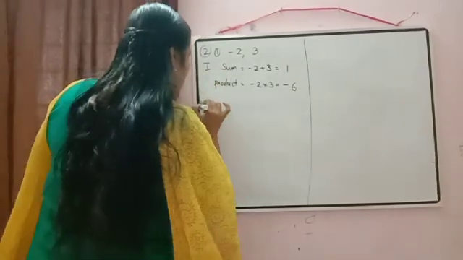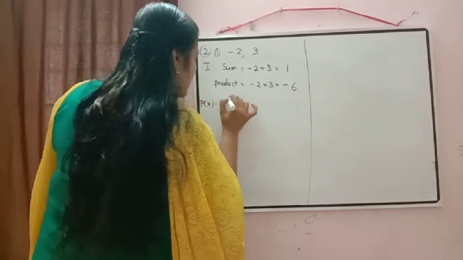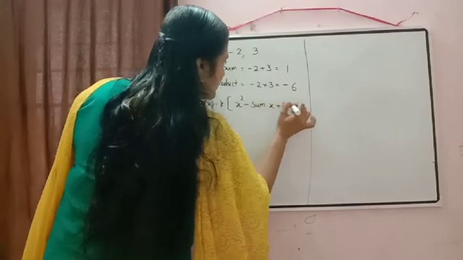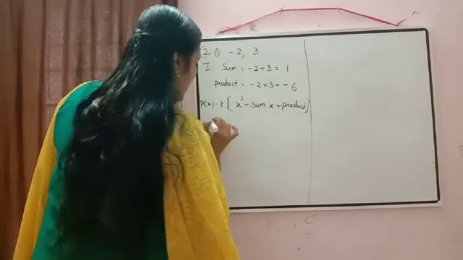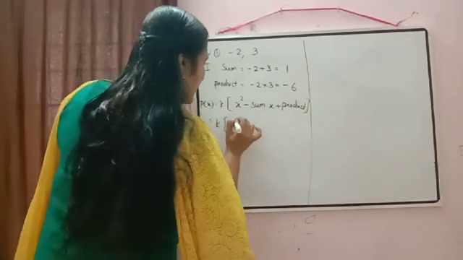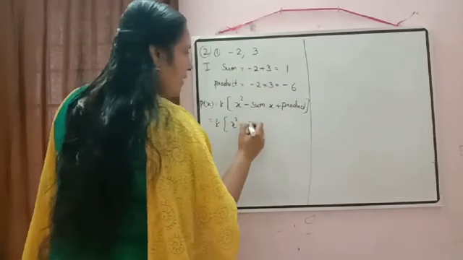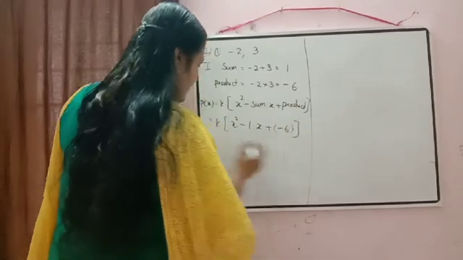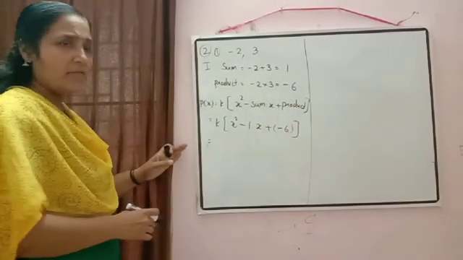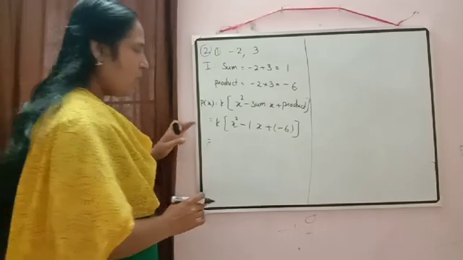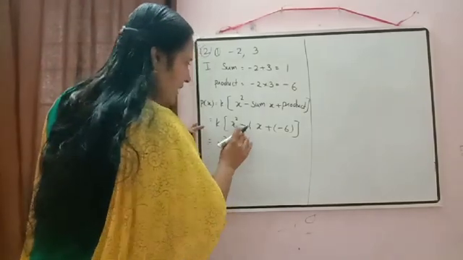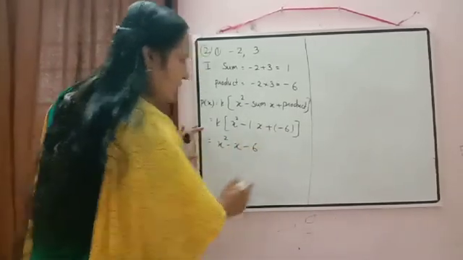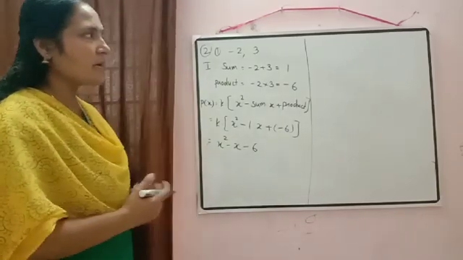Now we know the formula is p of x is equal to k into x square minus sum of the zeros into x plus product of the zeros. Now we will substitute the value: k into x square minus, in place of sum we have 1 into x, plus in place of product we have minus 6. Now since we don't have anything in the denominator, we can take k is equal to 1. Then the remaining polynomial will be x square minus 1 into x, you can rewrite as minus x, plus into minus will be equal to minus 6. So this is the required polynomial.